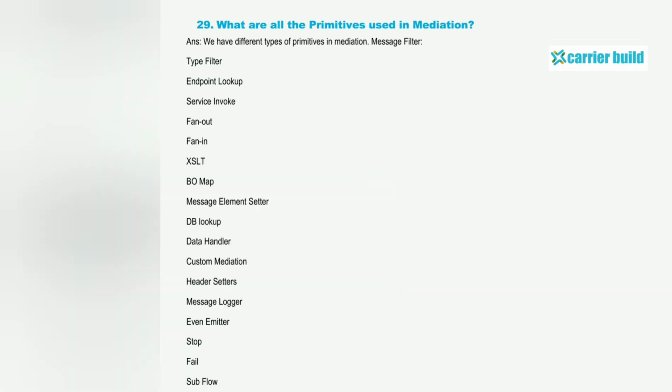Next question. What are all the primitives used in mediation? We have different types of primitives in mediation. Some of them are listed below. They are message filter, type filter, endpoint lookup, service invoke, fan out, fan in, XSLT, BO map, message element setter, DB lookup, data handler, custom mediation, header setters, message logger, event emitter, stop, fail, subflow.